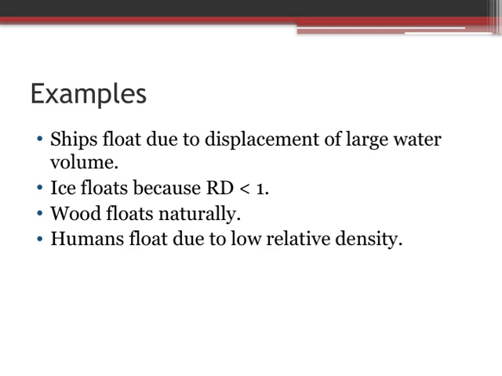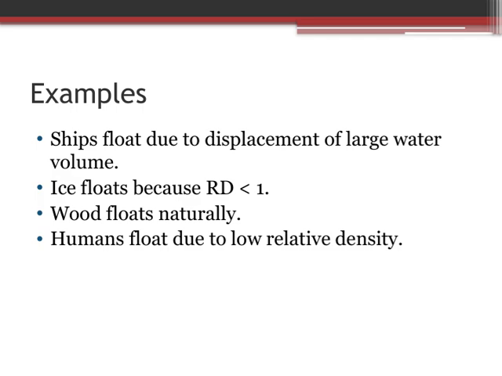Ice floats because its relative density, or RD, is less than 1. That means ice is less dense than liquid water, so it naturally rises to the surface. This is why icebergs float in the ocean. It's all about the density difference. Wood also floats naturally because its density is lower than water. Historically, humans have observed and used this property for boats and rafts.